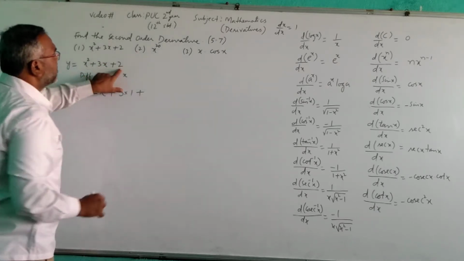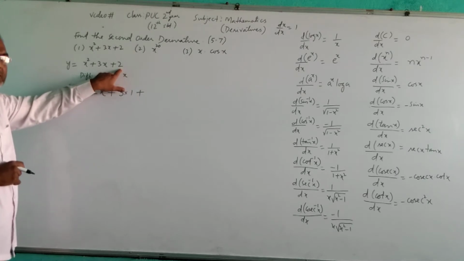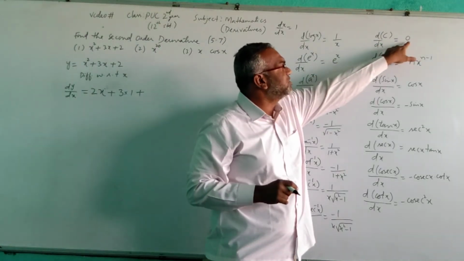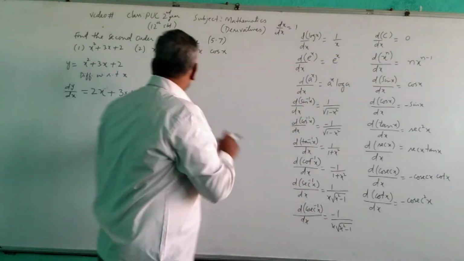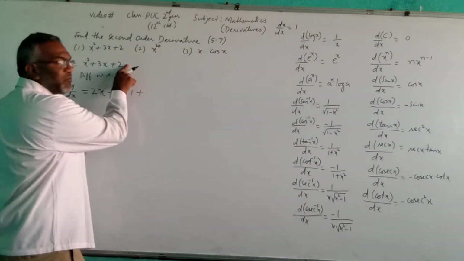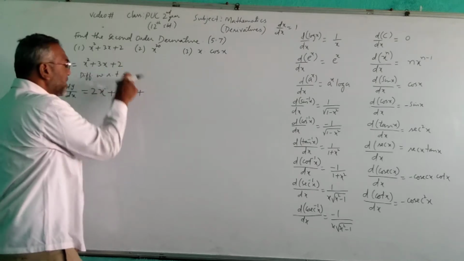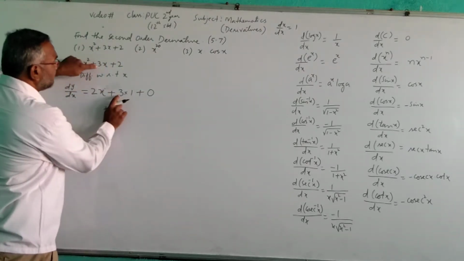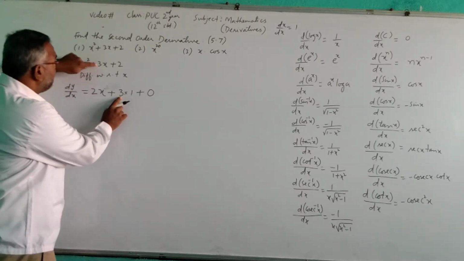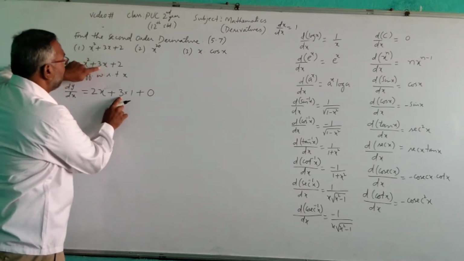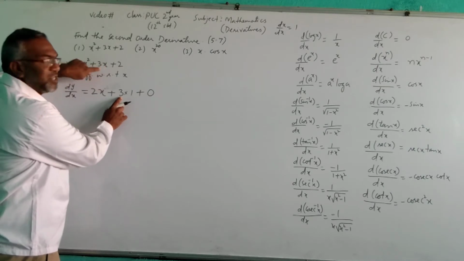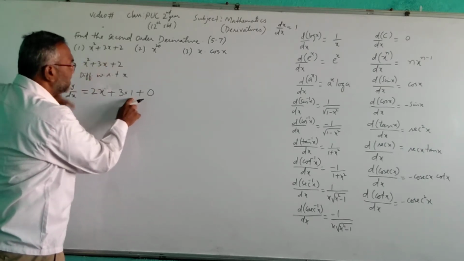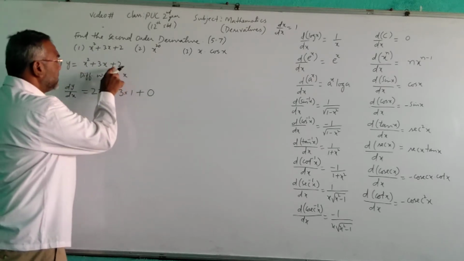Plus, what is the differentiation of 2? 2 is a constant. What is the differentiation of a constant? Differentiation of a constant is always 0. When there is no x term, when there is no function, only a constant, it will become 0. Now you may be thinking, sir, why did this 3 not become 0? Because there is x with it. We cannot make this 0. When there is a function with the constant, the constant is kept as it is and differentiation of the function is done.